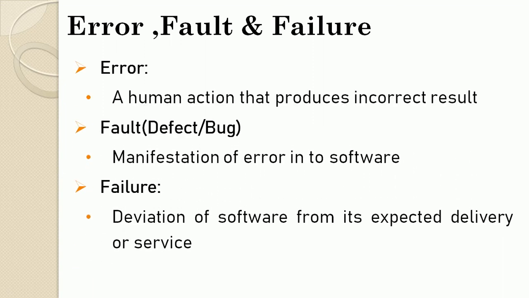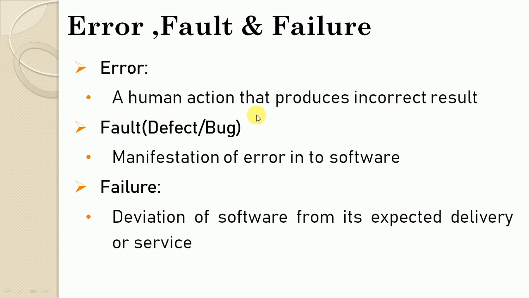Now, what is meant by failure? Deviation of software from its expected delivery or service is referred to as failure. This is identified by the end user while using that software. In addition, failure is caused due to defects in the code. So we can say a fault may cause failure, okay, and failure can also be caused by environmental conditions. So these are the technical definitions for error, fault and failure.